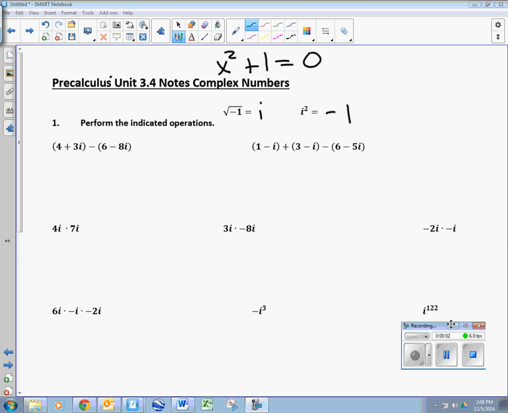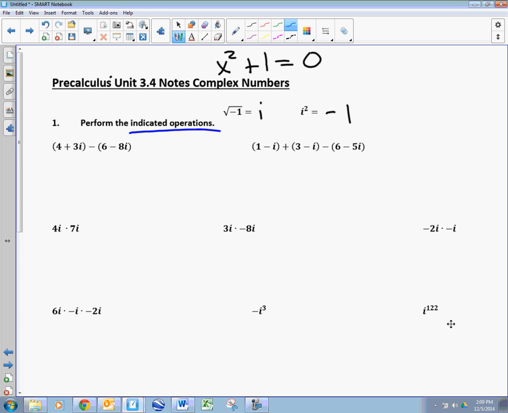Now that we know this fact is true, square root of negative 1 is i, and i squared is negative 1, we can then perform the indicated operations that we were supposed to. So today, you're going to learn how to operate on complex numbers. There's a real part and an imaginary part. So a plus bi. This is the real part, and this is the imaginary part.